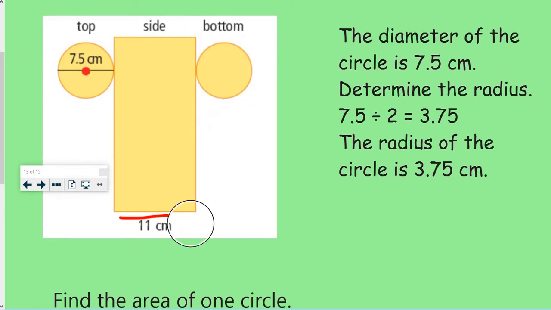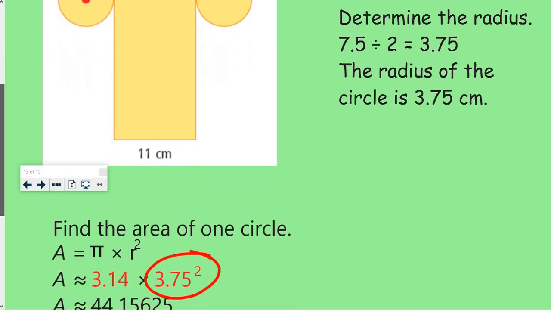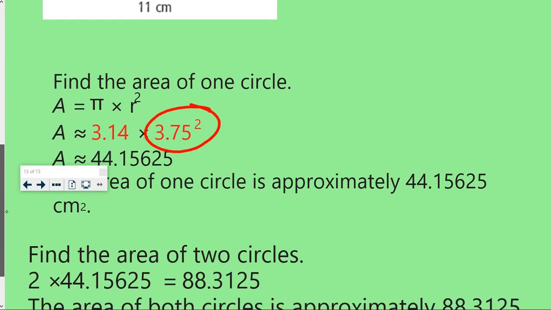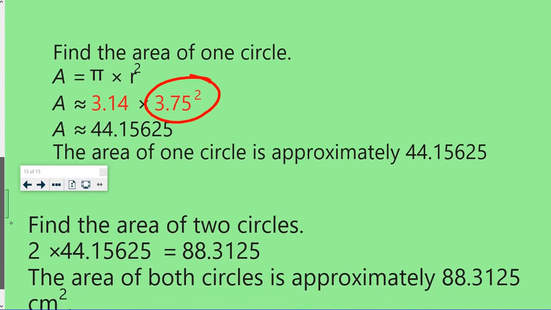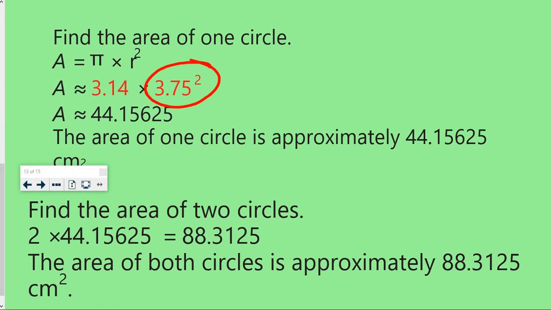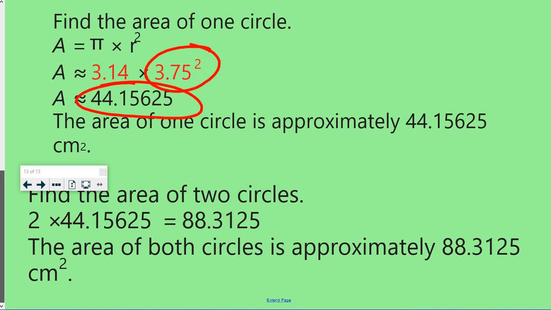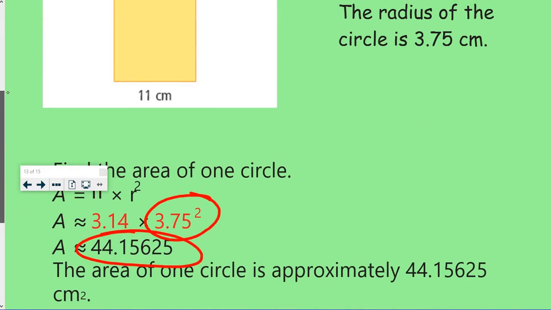we have the diameter, so we can find the radius, which is half the diameter. So we divide it by 2 to find the radius. Now, if we're just finding the area of one circle, we take pi times the radius squared. So the area is 44.15625.